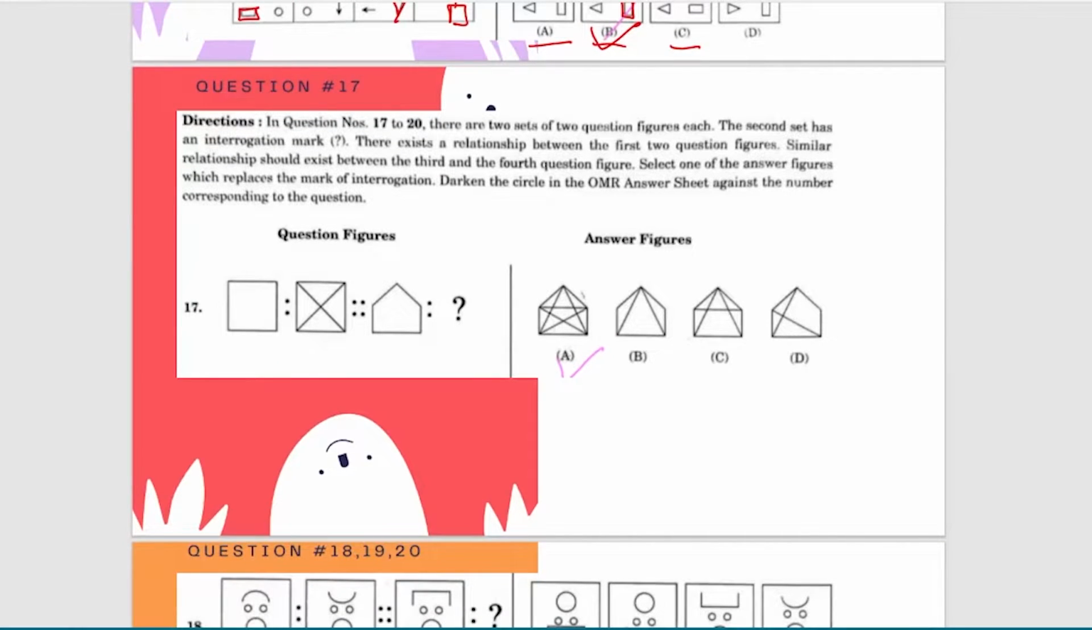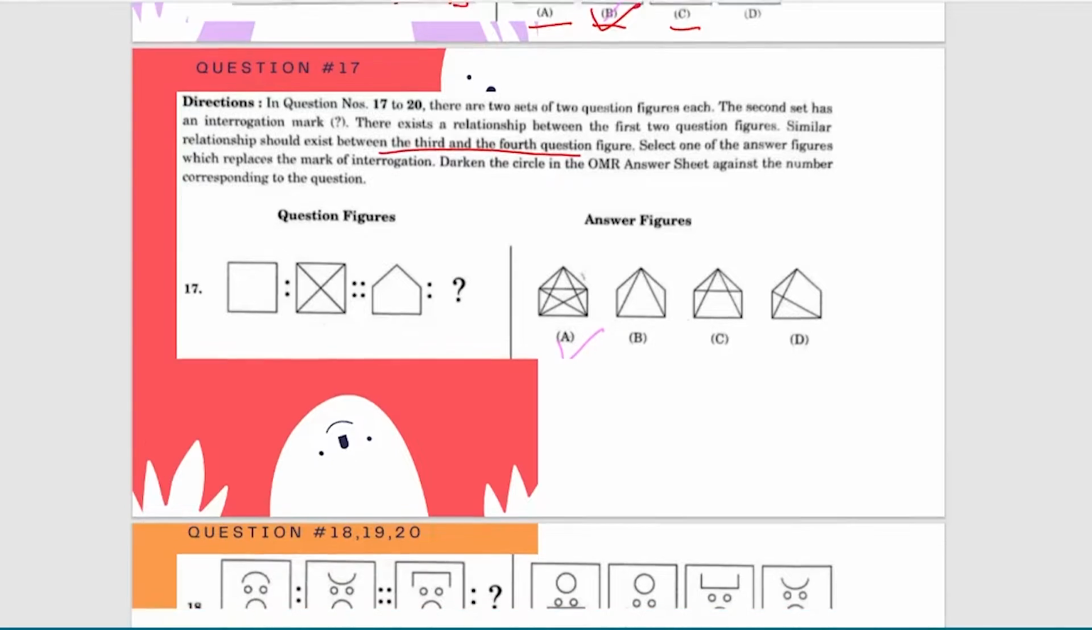Now let's look at question 17. So the directions given are, in questions number 17 to 20, there are 2 sets of 2 question figures each. The second set has an interrogation mark. There exists a relationship between the first 2 question figures. Similar relationships should exist between the third and fourth question figures. Select one of the answer figures which replaces the mark of interrogation. Darken the circle in the OMR answer sheet against the number corresponding to the question.